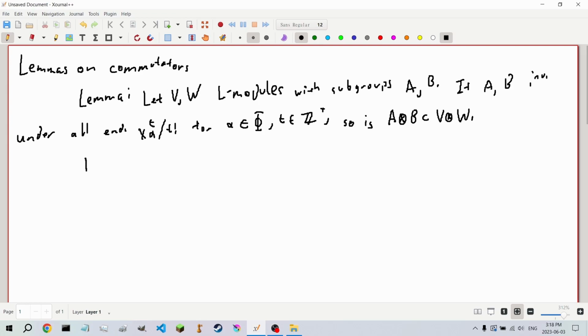And so the proof. Recall that the action of an element x alpha on V tensor W is, we essentially expanded out like our tensor is the Lie bracket, and this is a derivation. So x alpha acts on V, and that result is tensored with W, plus V tensored with the action of x alpha on W.